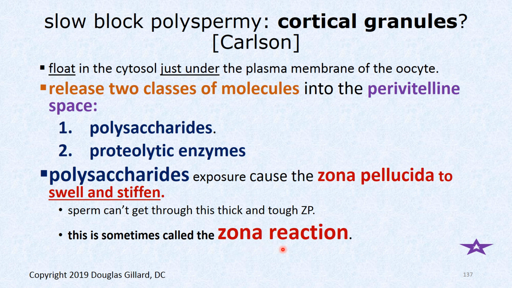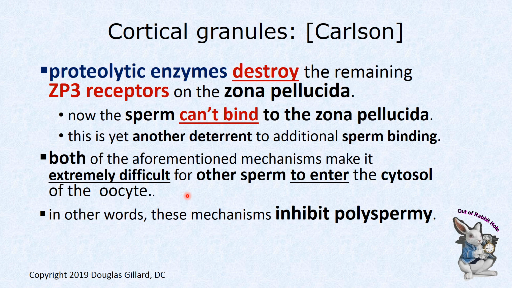That's actually called the Zona reaction. Okay, Zona reaction. And that's part of slow block polyspermy. So polysaccharides cause the Zona Pellucida to get stiff, and it's really hard for other sperm to get in. That's the Zona reaction. What about the proteolytic enzymes?